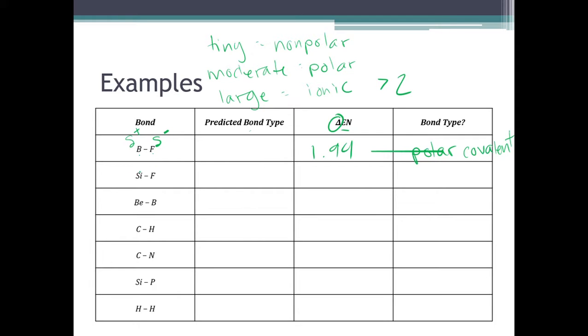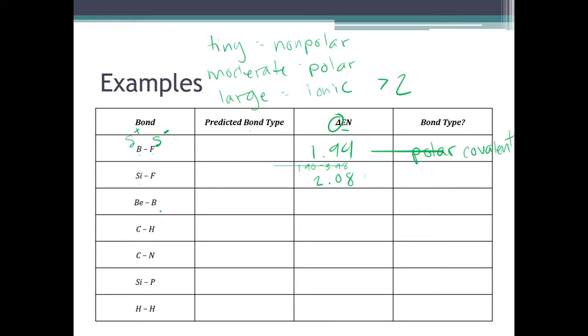We have silicon and fluorine. If you look on your table of electronegativity values and do some subtraction, silicon is 1.90, and fluorine, again, is 3.98. And when you do that subtraction, you're going to get 2.08. And here is why I don't want you to worry too much about the exact electronegativity values. This number, 2.08, is greater than 2. So this column right here tells us this should be ionic.